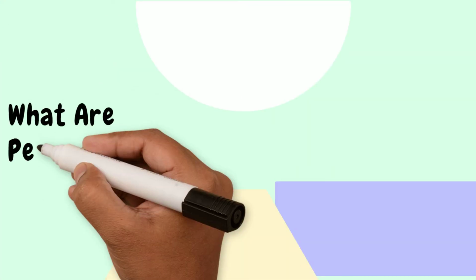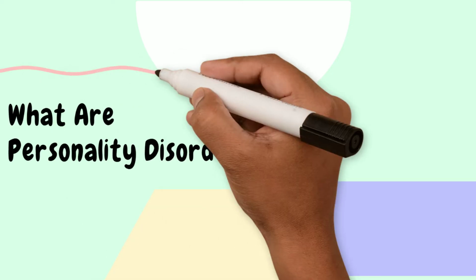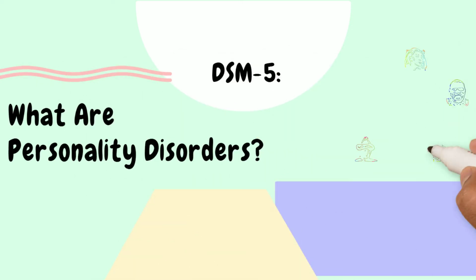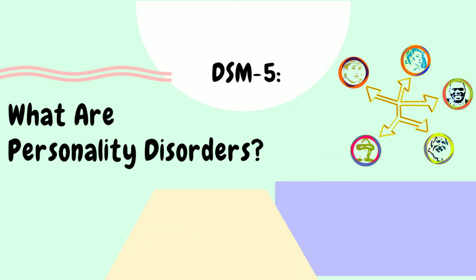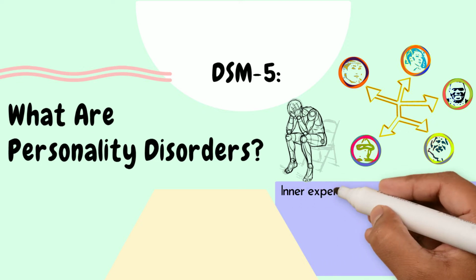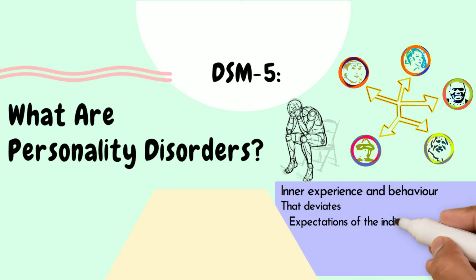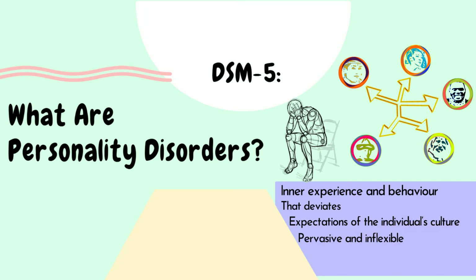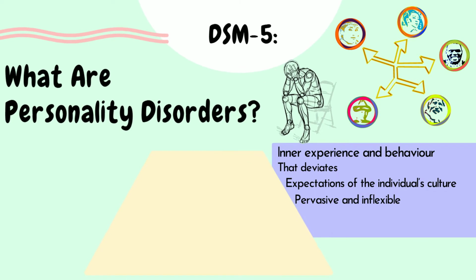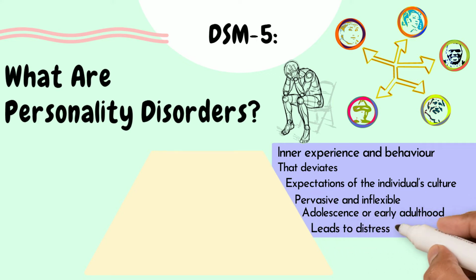What are personality disorders? According to DSM-5, a personality disorder is an enduring pattern of inner experience and behavior that deviates markedly from the expectations of the individual's culture, is pervasive and inflexible, has an onset in adolescence or early adulthood, and leads to distress or impairment.